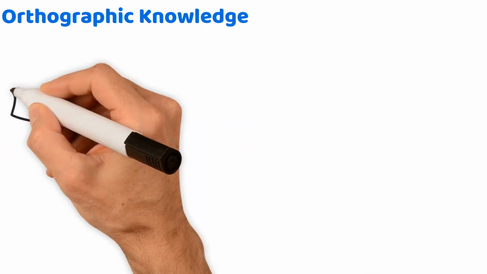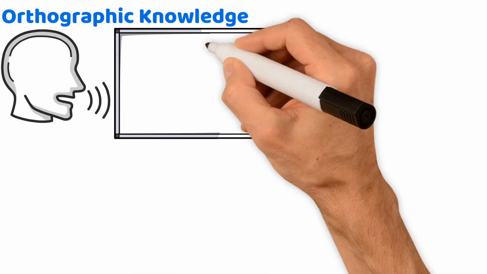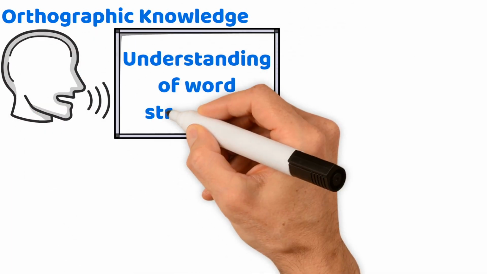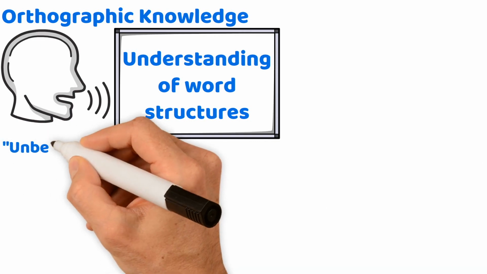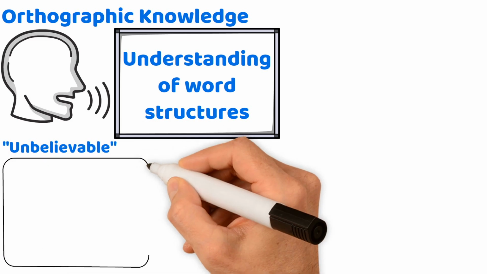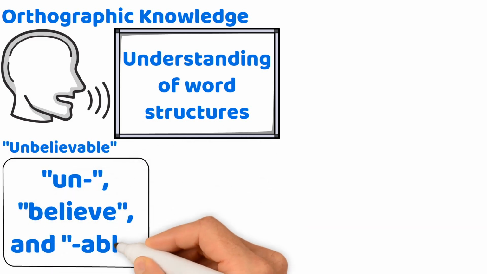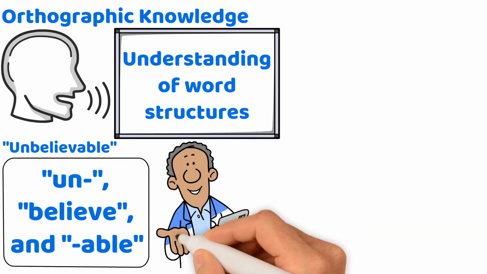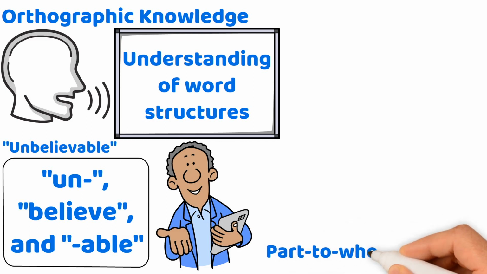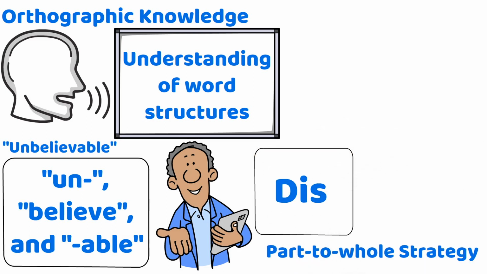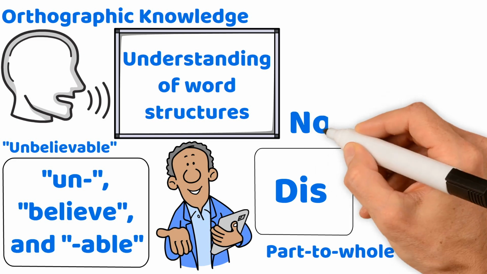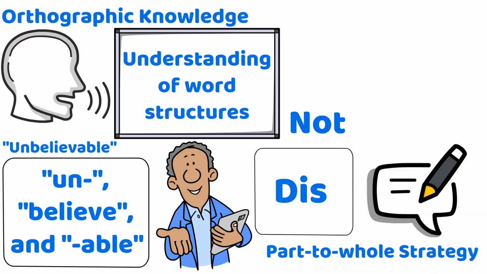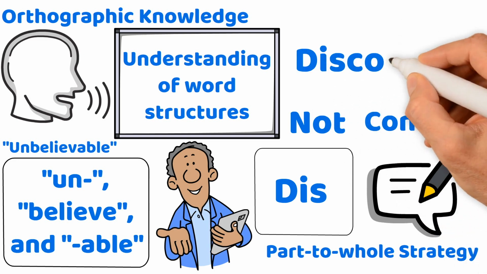Orthographic knowledge extends beyond simple spelling. It encompasses an understanding of word structures, including prefixes, suffixes, and root words. For example, the word unbelievable breaks down into un, believe, and able. Now, how do we teach this effectively? Using the part-to-whole strategy, we'll start with the prefix dis, a common one on your test. Write it on the whiteboard, explain that it often means not or the opposite of, and then build on it. Attach it to connect to form disconnect.